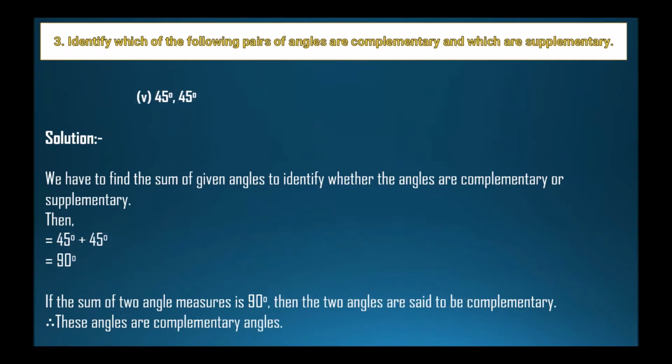45 and 45. So 45 degree plus 45 degree, that is 90 degree. So this angle pair is complementary angle. 80 plus 10. So 80 plus 10 is 90. So these angles are also complementary angle.